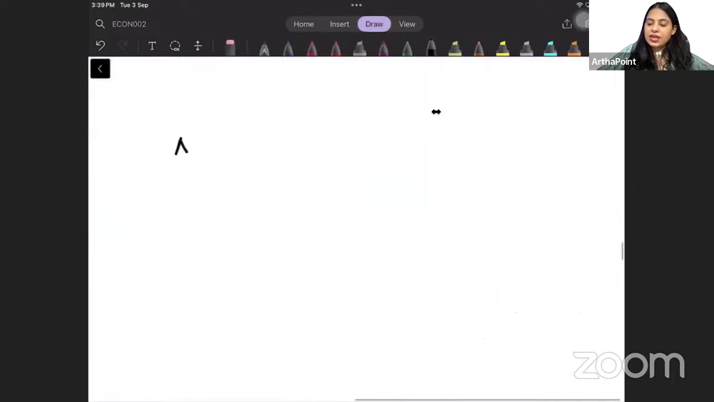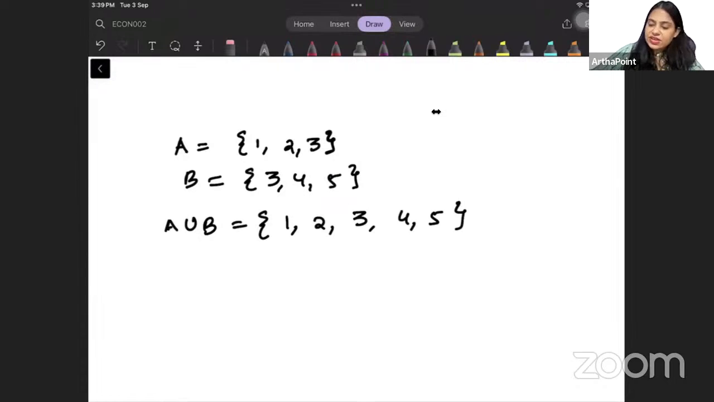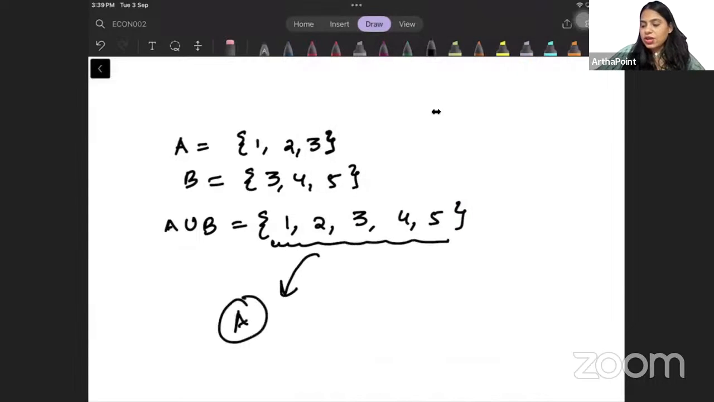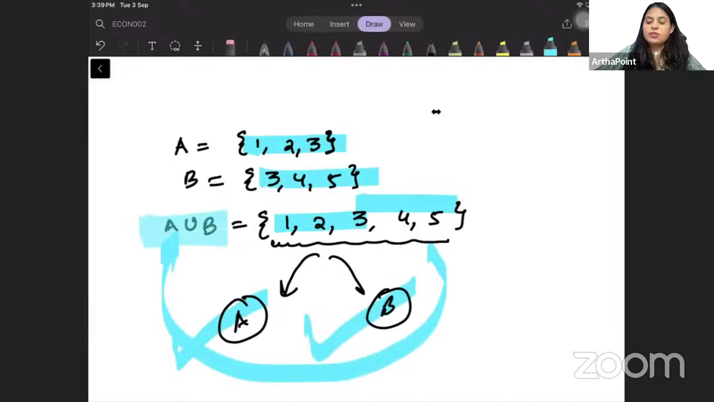So for example, beta, A is 1, 2, 3. B is 3, 4, 5. So हमें ऐसे कुछ क्रिएट करना है that A और B के सारे एलिमेंट्स आ जाए. So 1, 2, 3, 4, 5. So we can say यहाँ पे जो भी एलिमेंट्स आ रहे हैं या तो वो A में रहे होंगे या B में रहे होंगे, इसीलिए यहाँ आ रहे हैं. Either they belong to A, like this belongs to A, this belongs to B. So either they belong to A or they belong to B. That is why they are in A union B.